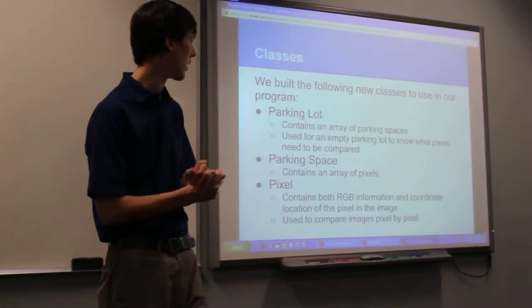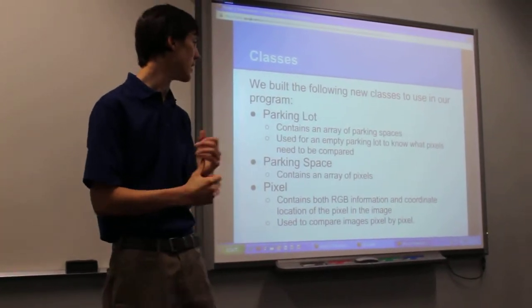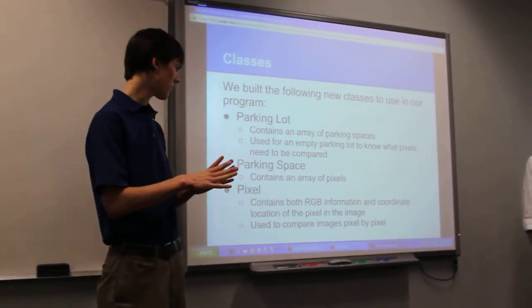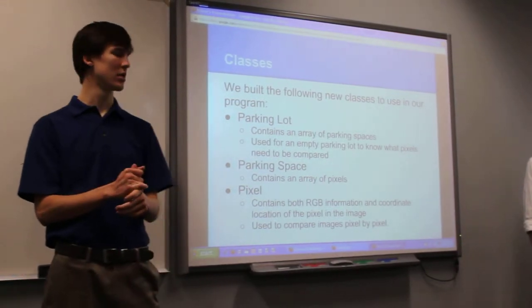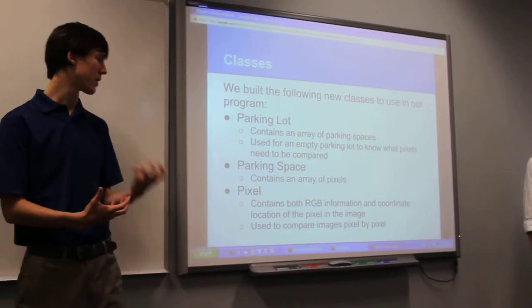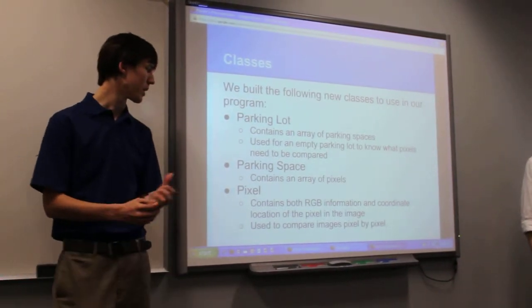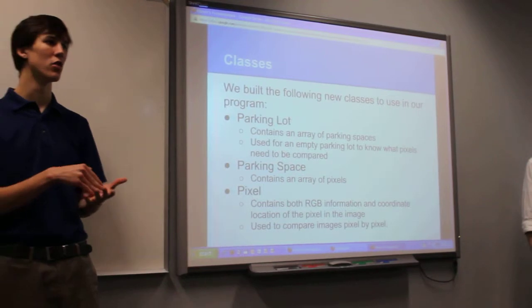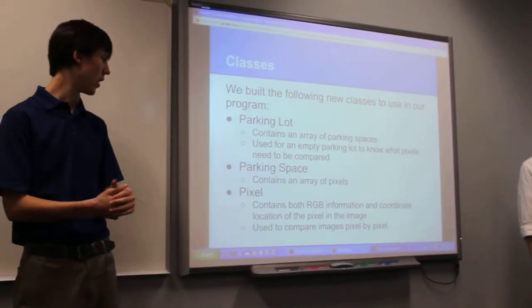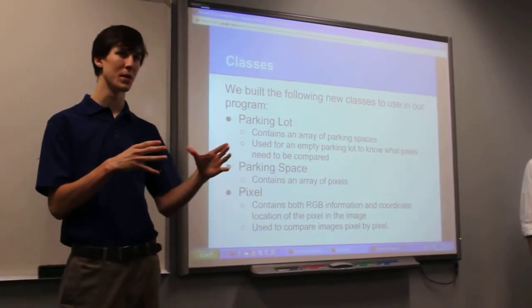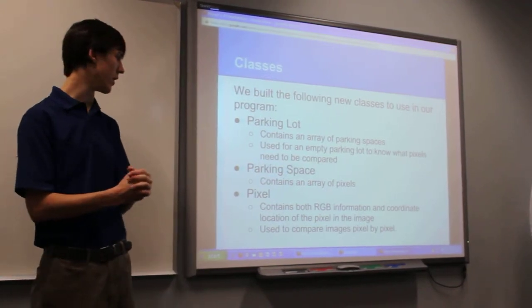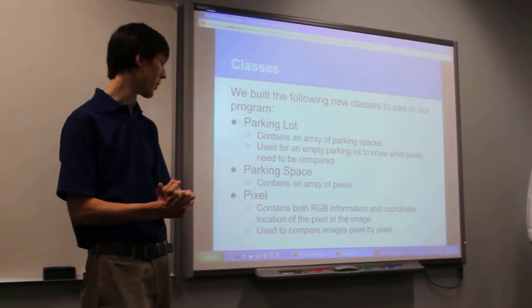So the first class we created was a parking lot class, which in essence just contains an array of parking spaces as well as the coordinates of those parking spaces. Then the parking space class contained an array of pixels, for which we also created a pixel class which contains the actual individual RGB values of each pixel in the image for the parking space location, and it contained the XY coordinates of the location of the pixel in the parking space.